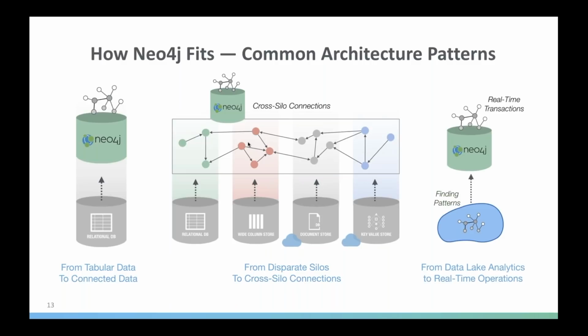And finally, and I've mentioned this before, it's providing a way of helping you to get value out of your data lake. So I mentioned before using Neo4j as a dictionary into data lakes, but also where your data lake has got too much latency and you need to start doing real-time operations against it. Neo4j is a great way of finding the patterns and then building almost a cache for doing real-time transaction serving.